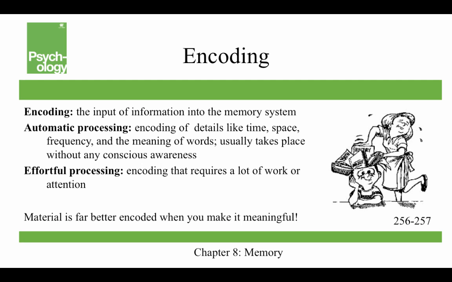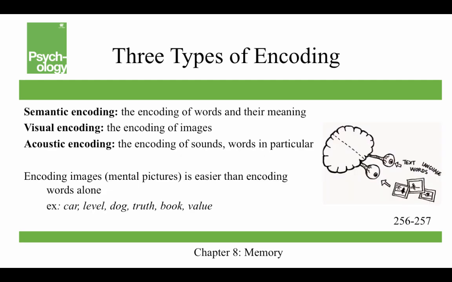Effortful processing, though, is encoding that requires a lot of work or attention. And so that's like when you're studying for a test. Now, one of the themes for this chapter is that material is far better encoded when you make it meaningful. And there's three different types of encoding: semantic, visual, and acoustic. And semantic encoding is the encoding of words and their meaning, which is what semantic means.